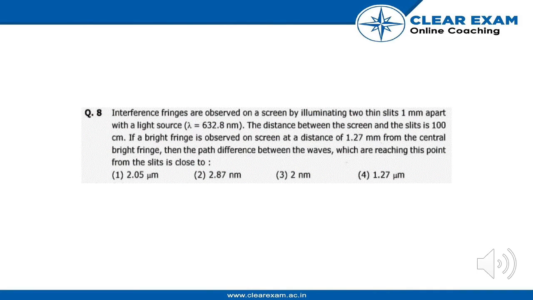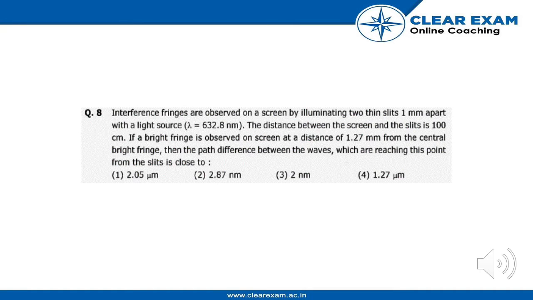We have interference fringes observed on a screen by illuminating two thin slits 1 mm apart with a light source of wavelength lambda equal to 6328 nanometers. The distance between the screen and the slits is 100 centimeters.